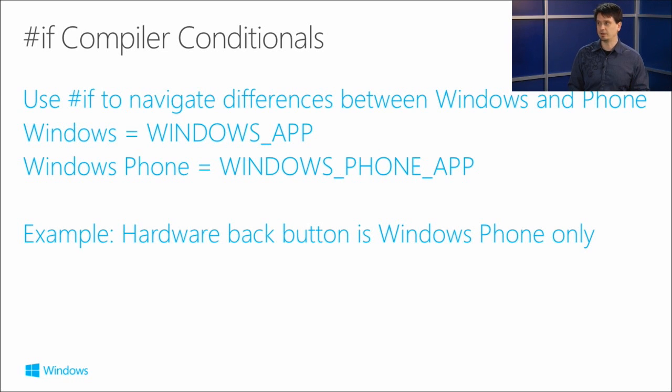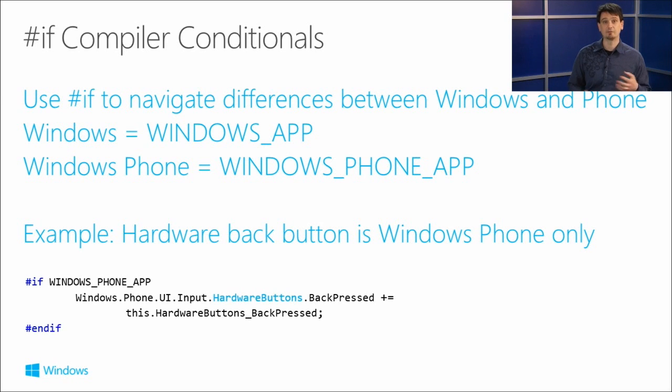Yep. And so a great example of where you might use this is the hardware back button is Windows Phone only. So if you need to hook into that hardware back button and maybe preload some data for the last screen or do something like that, then you're going to have to wrap that inside of an #if compiler conditional, and that's where you're going to put your back button event handler, so you're not breaking your Windows application.